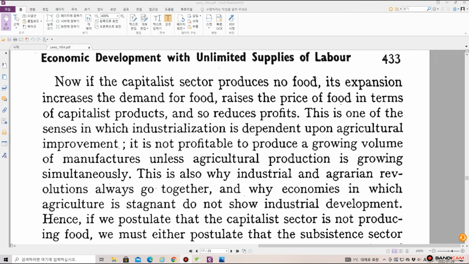This is a paper by Arthur Lewis in 1954, part 4.